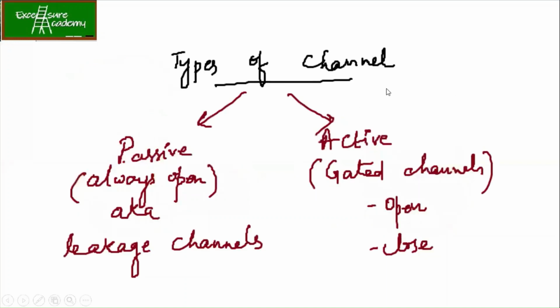Okay. So then we have got different types of channel. Passive, which is always open, also known as leakage channel. So this is also important, that every time we have certain leakage in the channel. Now, why is it important? Can you guess?